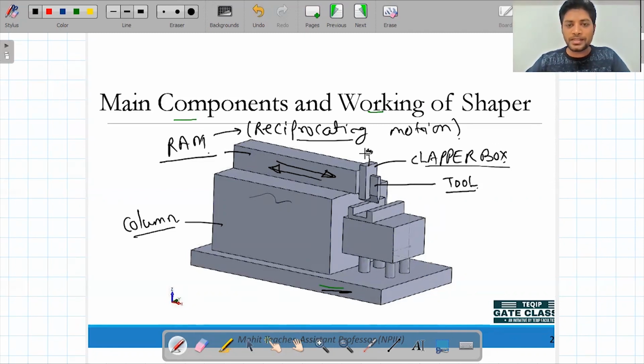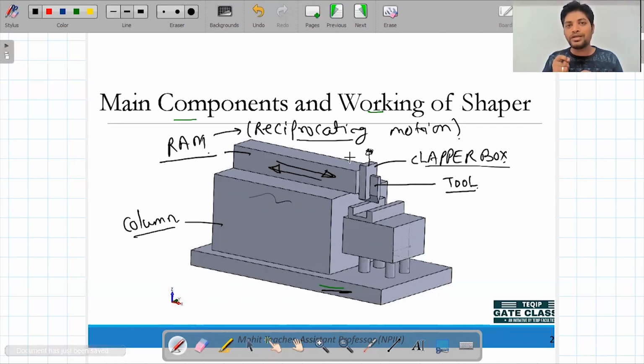Over this clapper box, as I said, there is a feeding mechanism, like screw and nuts. When we tighten this screw it moves downward, and when we loosen it, it comes up. If we provide a little movement, it doesn't mean that we are giving a feed or depth of cut to the work or the tool. It doesn't mean that.